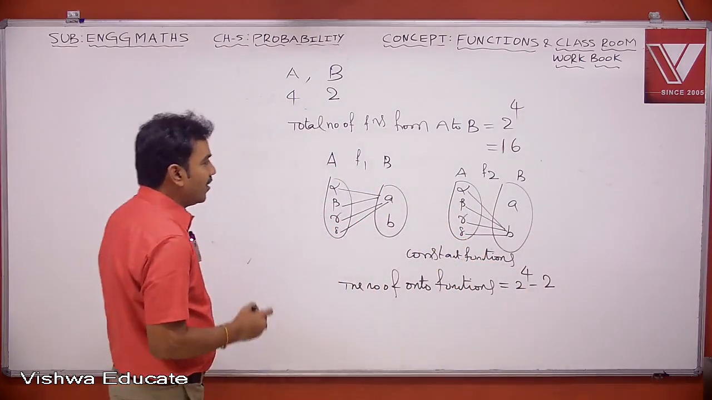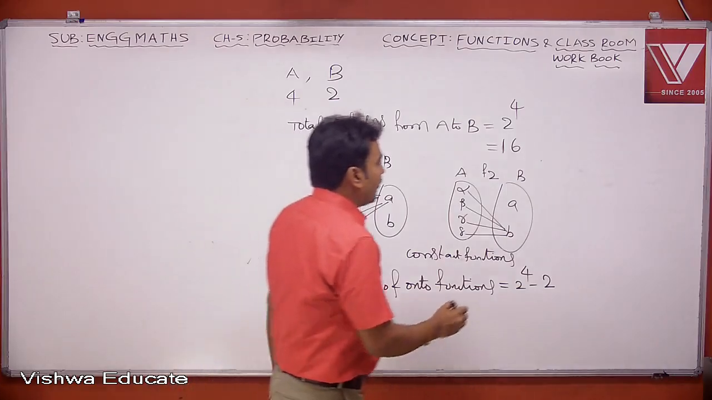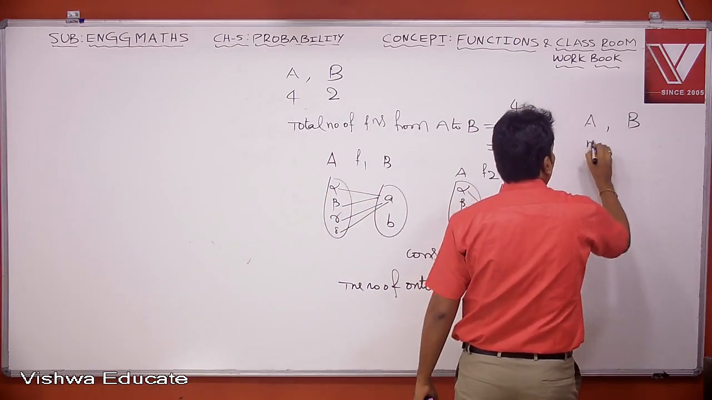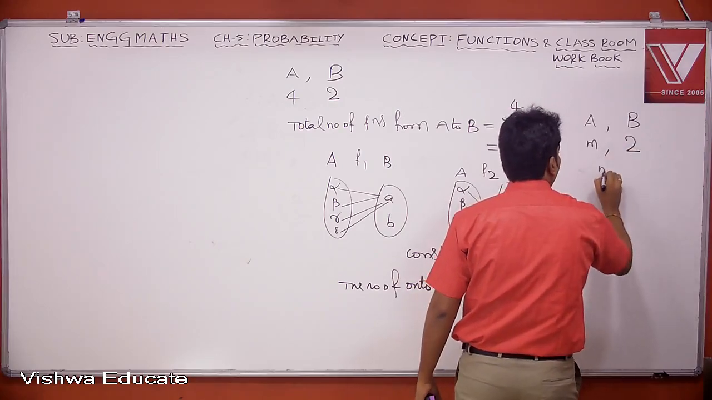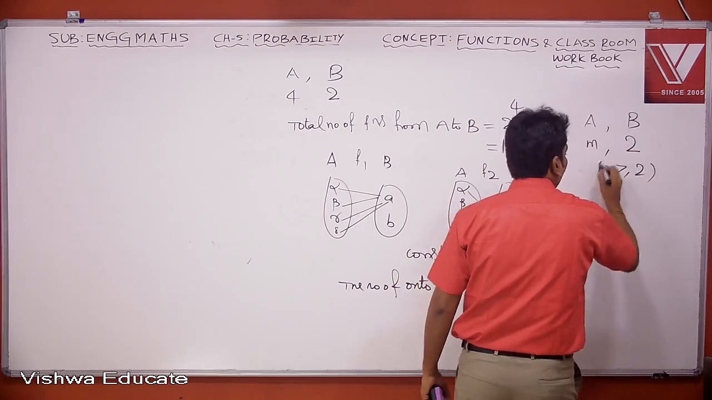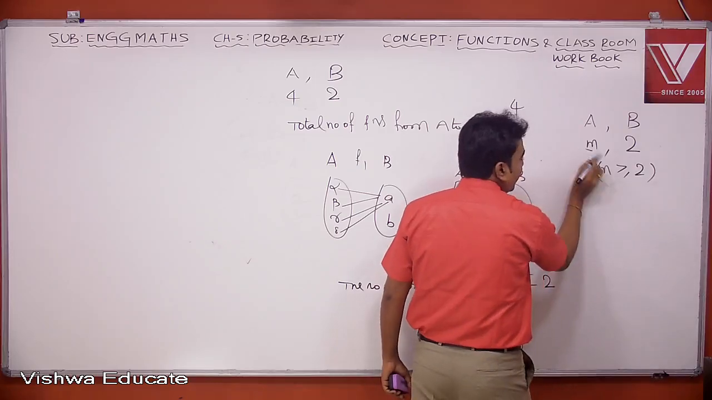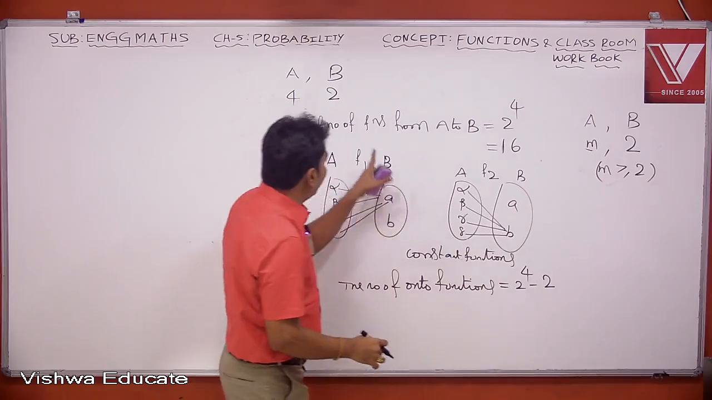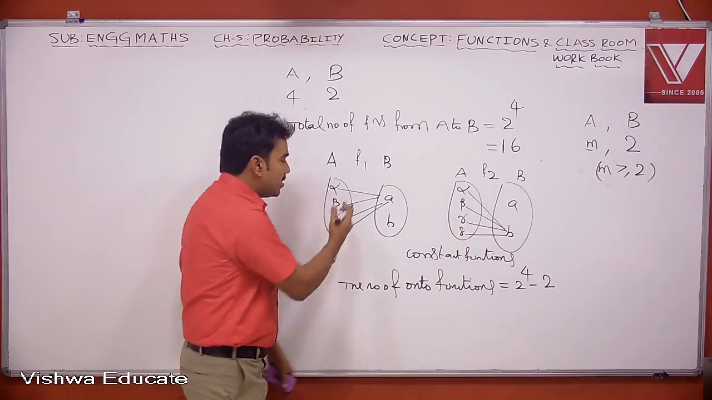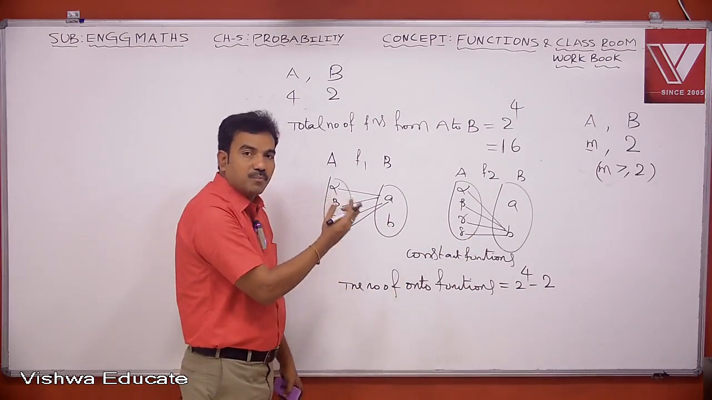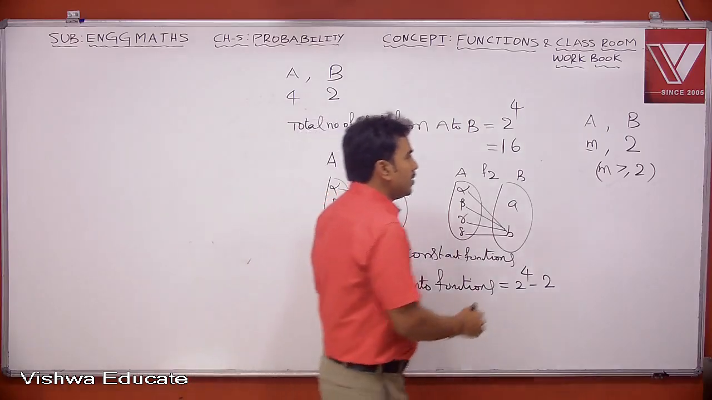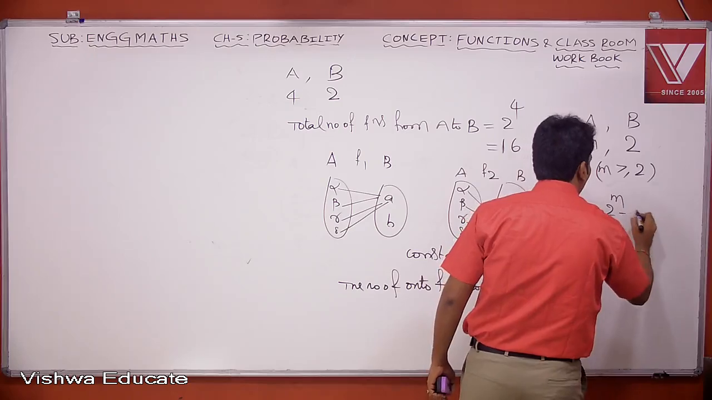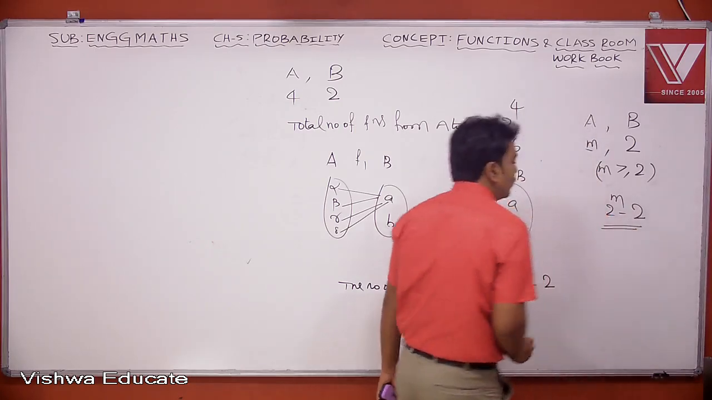So therefore, the conclusion is, if A comma B are two finite sets having m comma 2 elements respectively, where m is greater than or equal to 2. In the first set, the number of elements is minimum 2, but the second set has exactly 2 elements. In the first set, you can have any number of elements, but it is greater than or equal to 2. In that case, the total number of onto functions from A to B is 2 power m minus 2. Note this point.